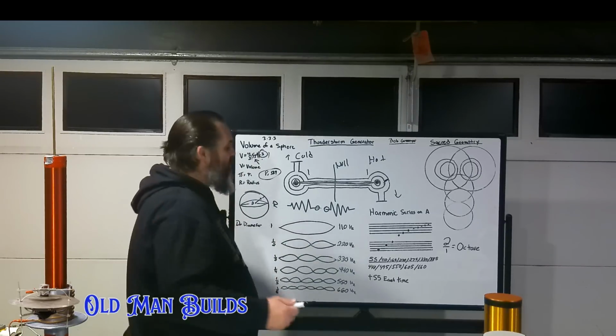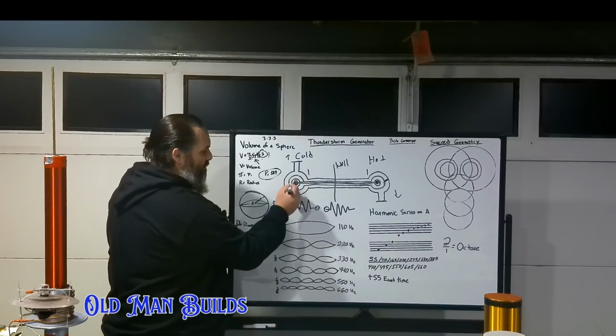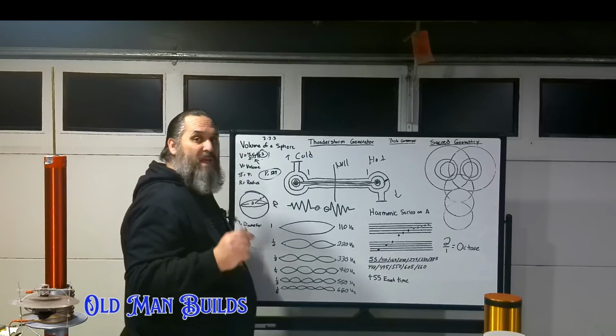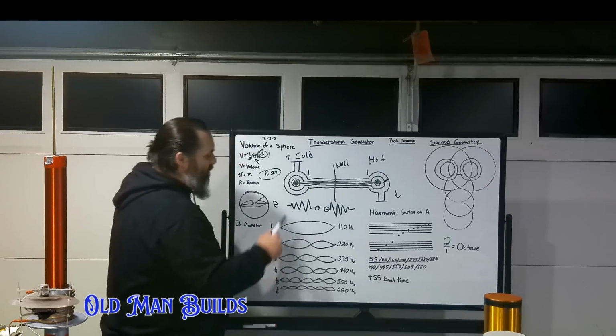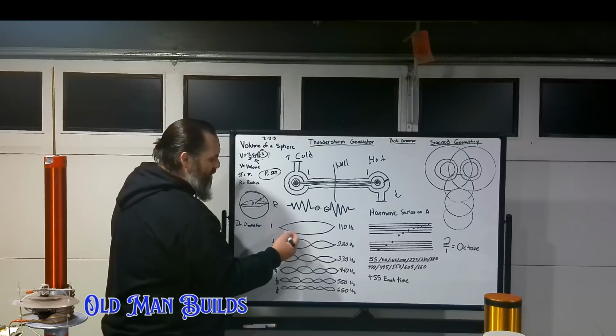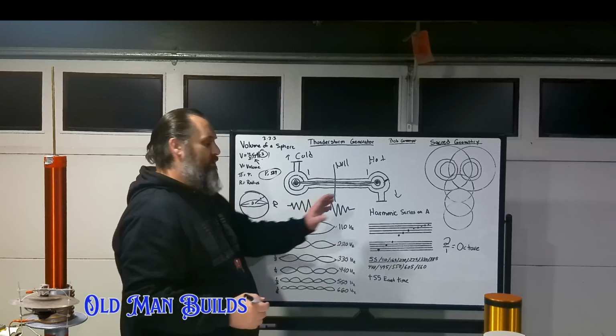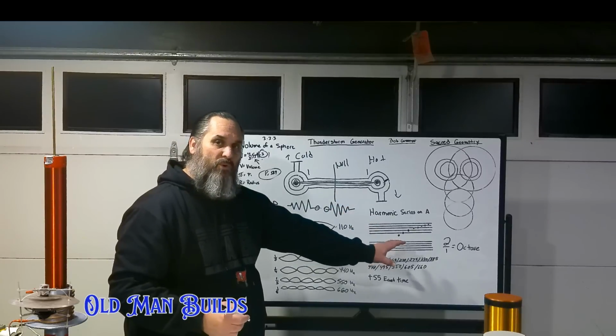When you're building it, you're going to have to understand that because these have to be exact. This layer, this layer, this layer. They have to be exact because in order for this to work, it must create the correct distance to create the correct harmonic in order for it to run.